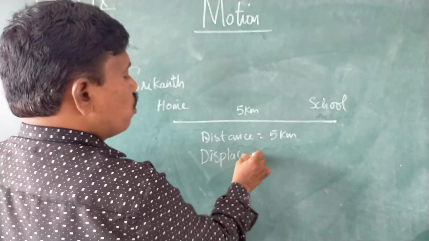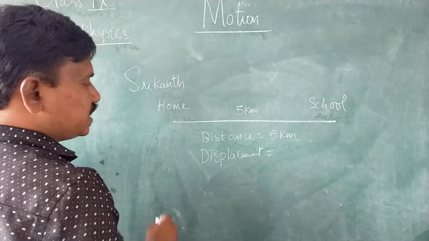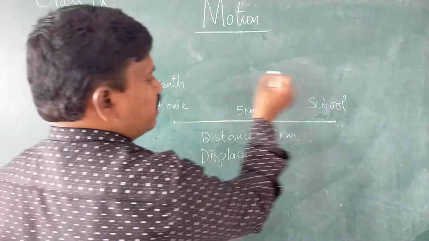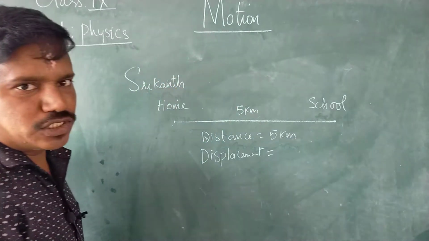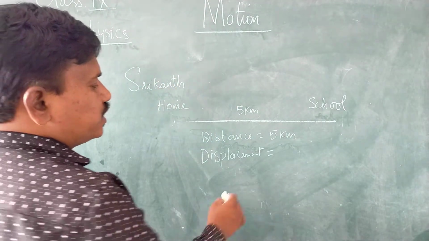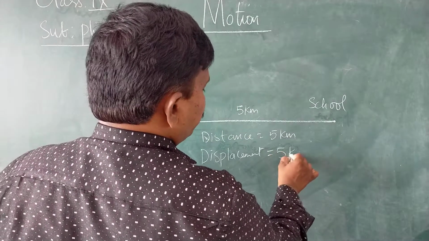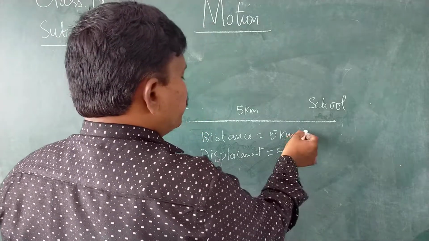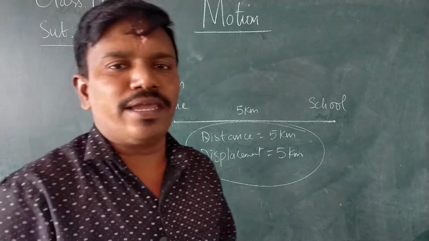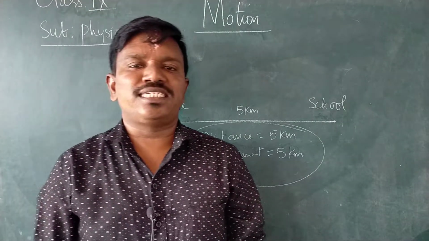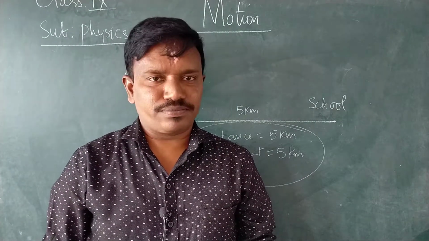Displacement is defined as the difference between the initial position and the final position. What is the difference between the initial and the final position? 5 kilometers. Therefore, here displacement is also 5 kilometers. So when do distance and displacement become equal? They become equal when a body is traveling in a straight line path.